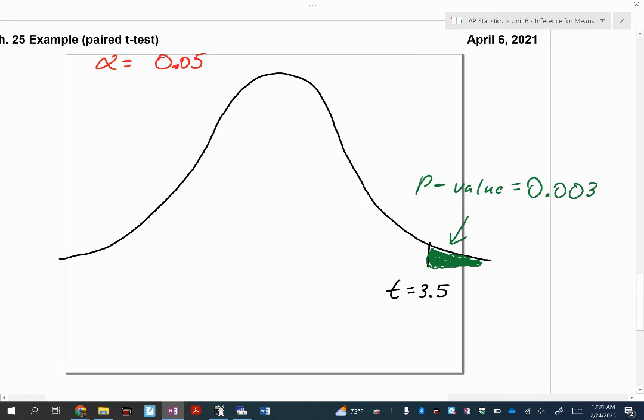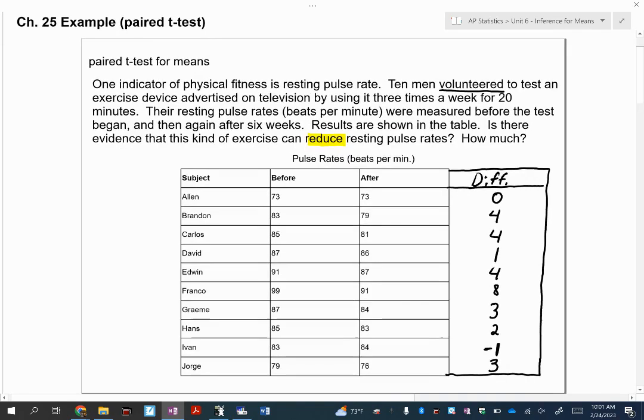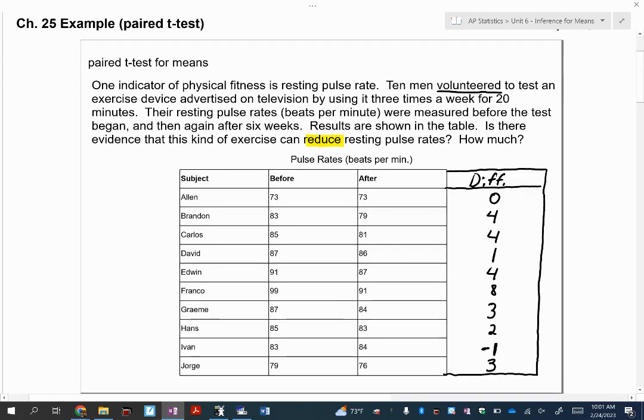And whether you use 0.05, 0.1, or 0.01, what do you notice about this p-value? It's very small, right? So essentially, what does that allow me to do? Very good, in favor of the alternative. So do we have enough evidence? You can always go back and use the problem to help you write your answer. The question says, is there evidence that this kind of exercise can reduce resting pulse rates? And we're going to say, there is. You can literally just copy that. There is enough evidence to say that this kind of exercise can reduce resting pulse rates.